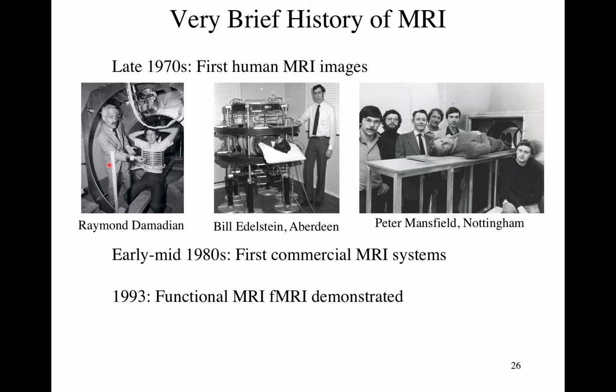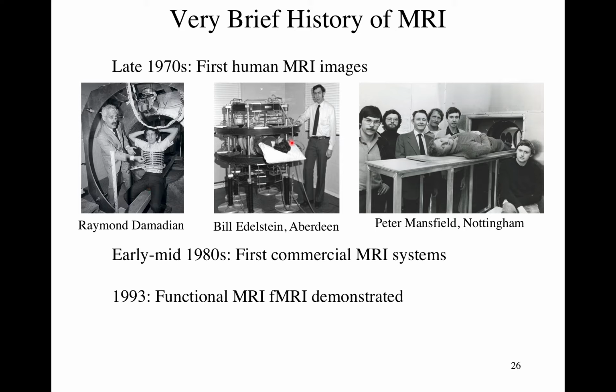So this is Raymond Damadian, who had the idea of T1, T2 relaxation times highlighting cancers, and thought that it would be a good idea to put people in magnets and try and measure T1 and T2, but couldn't really figure out a good way to do that. He figured out a bad way to do it and built that system.